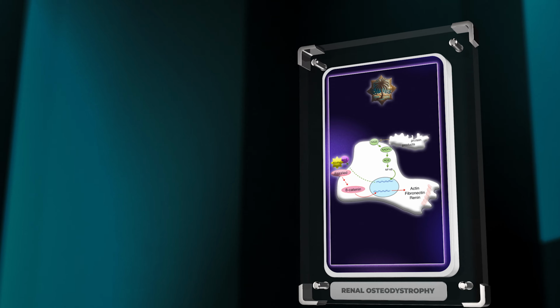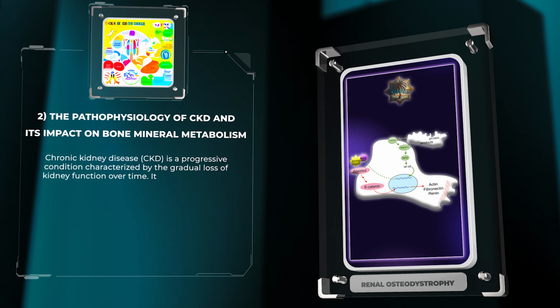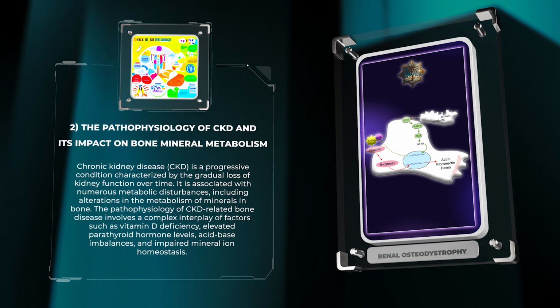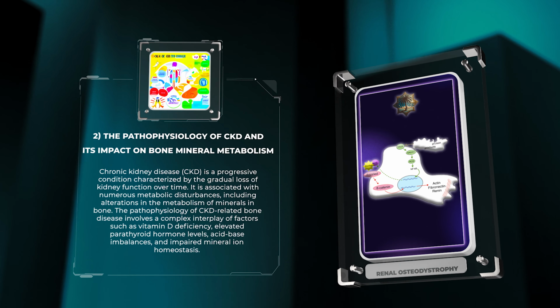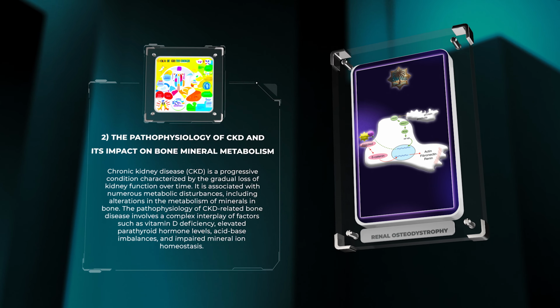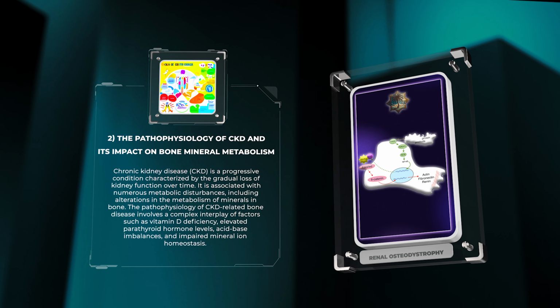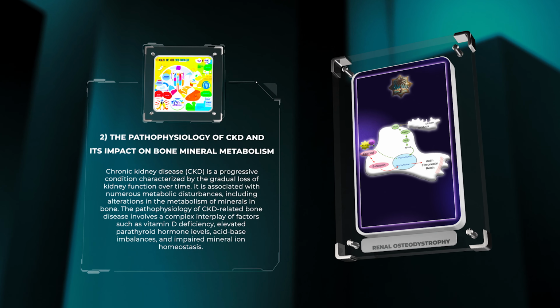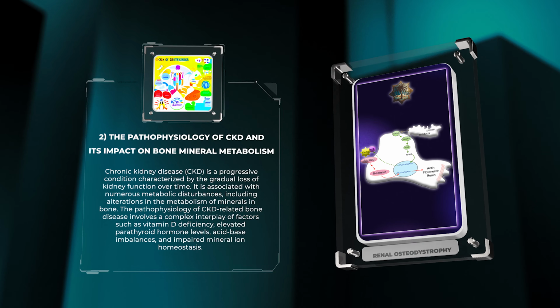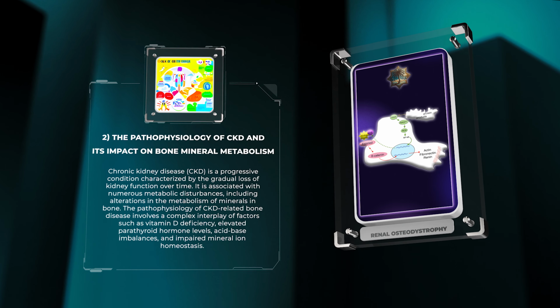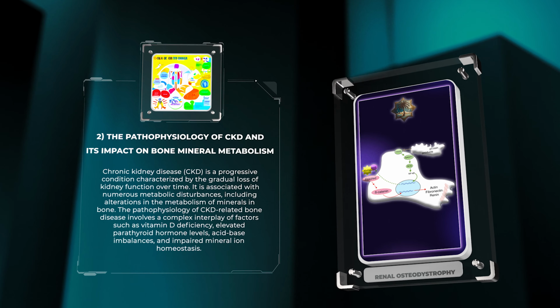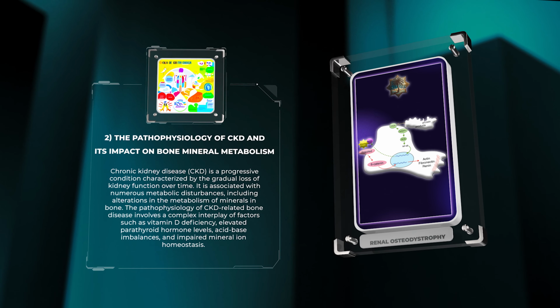Chronic kidney disease, CKD, is a progressive condition characterized by the gradual loss of kidney function over time. It is associated with numerous metabolic disturbances, including alterations in the metabolism of minerals in bone. The pathophysiology of CKD-related bone disease involves a complex interplay of factors such as vitamin D deficiency, elevated parathyroid hormone levels, acid-base imbalances, and impaired mineral-ion homeostasis.